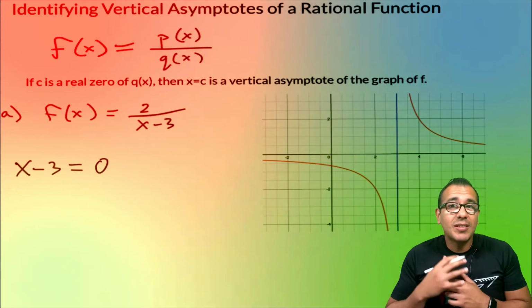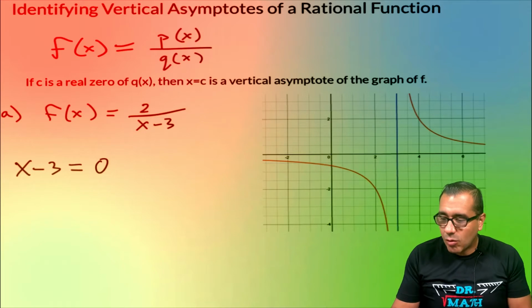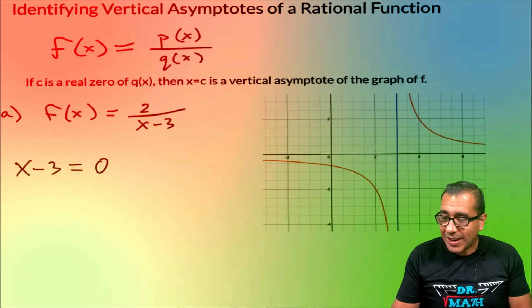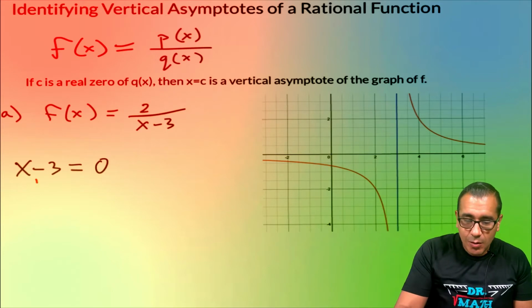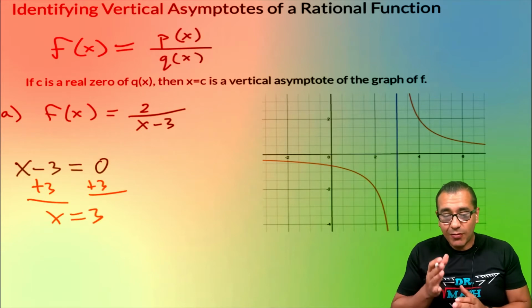You don't care what's in the numerator. You just set that denominator equal to 0, right? That's the whole idea here. And then we solve whatever's left over. So we're going to go ahead and add 3 to both sides. We're going to add 3 to both sides. And what you're left with is your equation of this vertical asymptote.